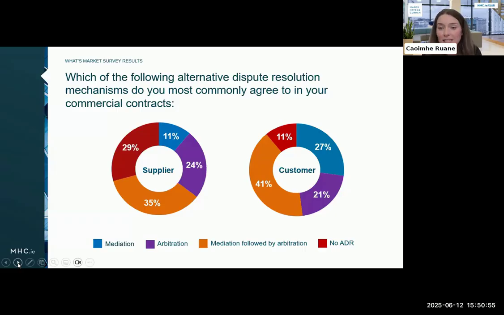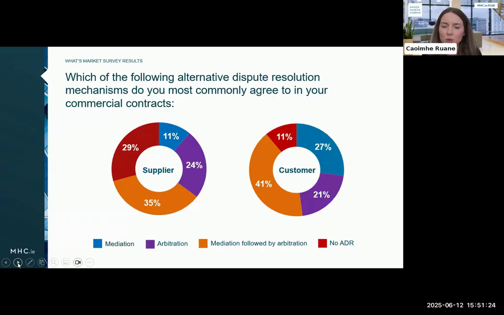We can see from the data on the slide, however, that customers don't really go this route, with no ADR being the least popular option. They prefer to go to all other forms of dispute resolution prior to proceeding to the courts as the final option. So for customers, mediation followed by arbitration is the most popular at 41%, followed by mediation at 27%, arbitration at 21%, and finally no ADR at 11%.